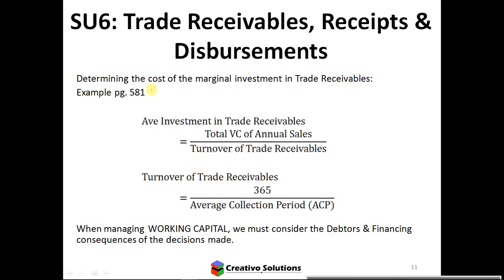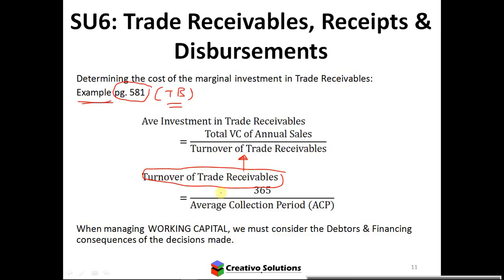Right, so there's a really good example in your textbook. I've referenced that over here. Example page 581. In your textbook, please have a look at it. They take you through a really good example covering these different formulas, using the average investment in trade receivables, which is your total variable cost of your annual sales, divided by your turnover of your trade receivables. And obviously turnover of trade receivables will then be calculated from your 365 over your ACP, your average collection period. So we definitely need to do this calculation first. Why? Because that's substituted into that equation.